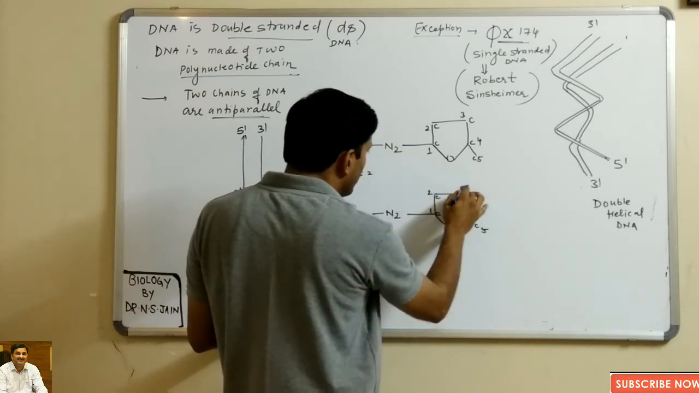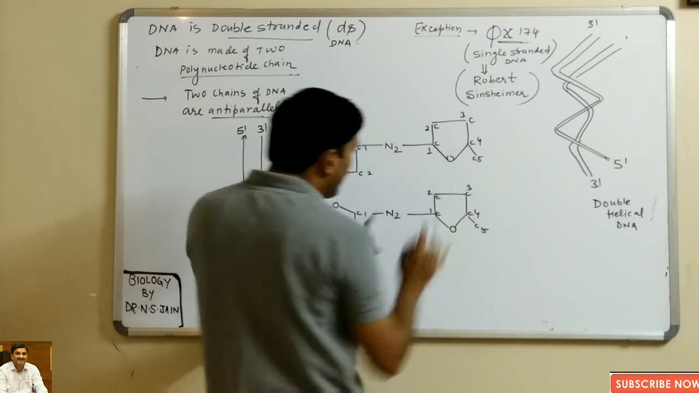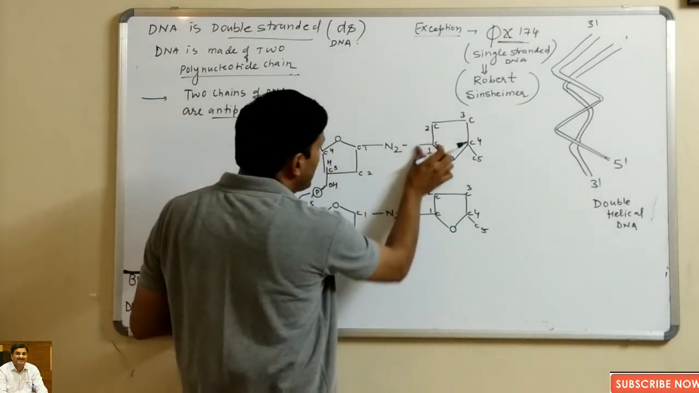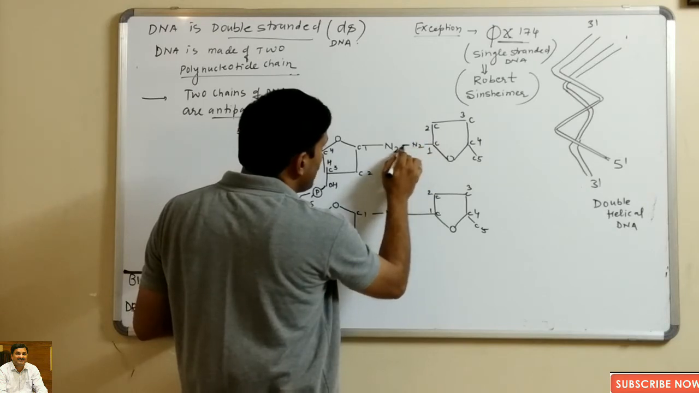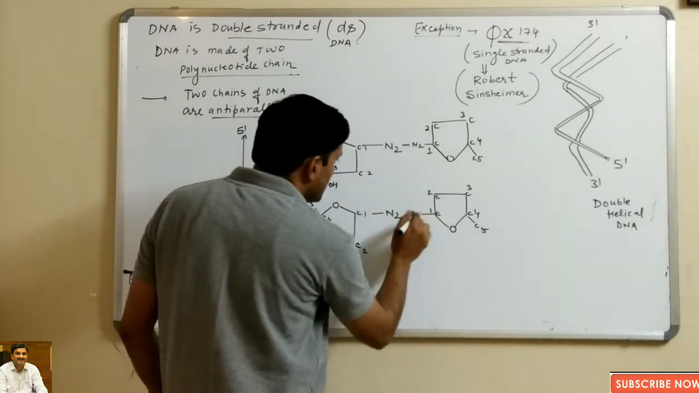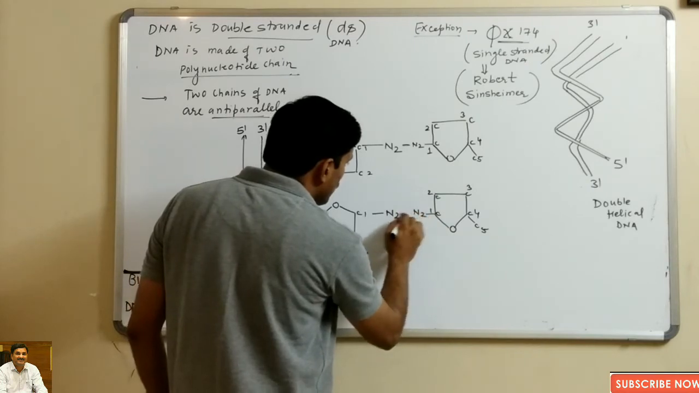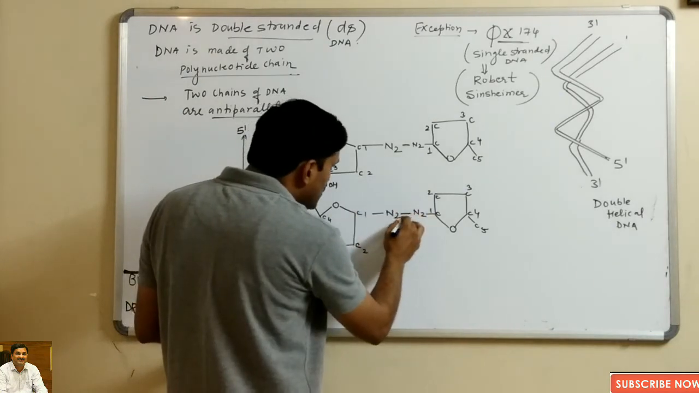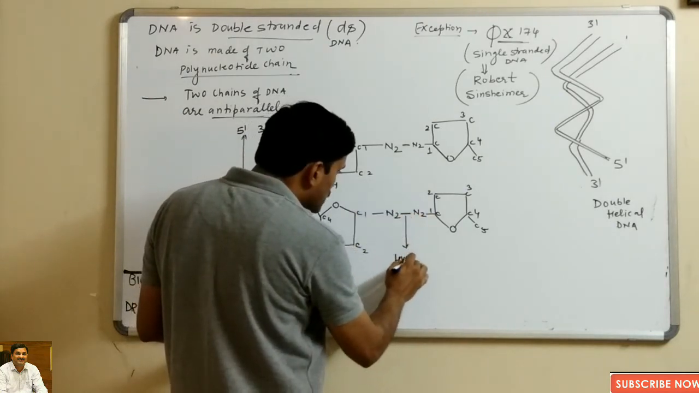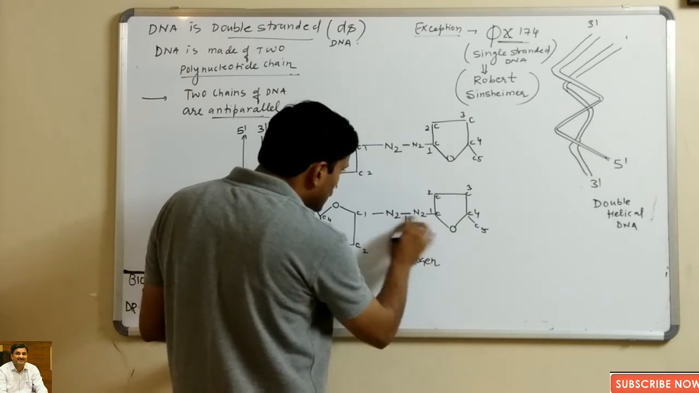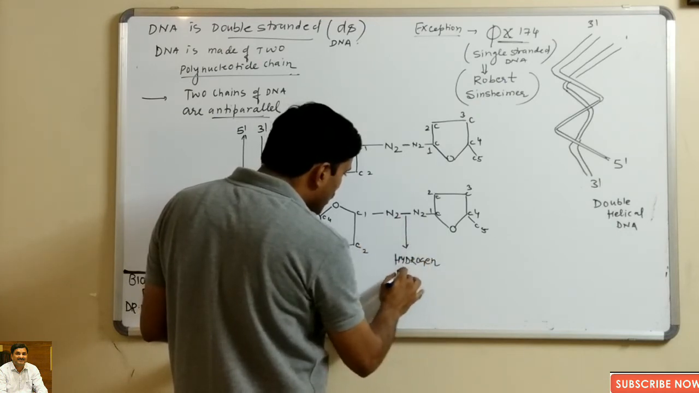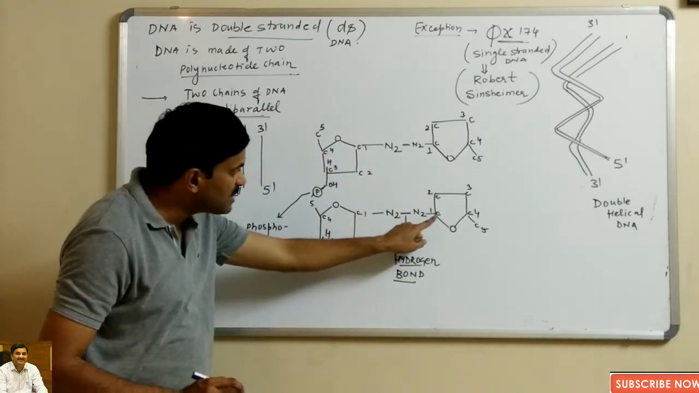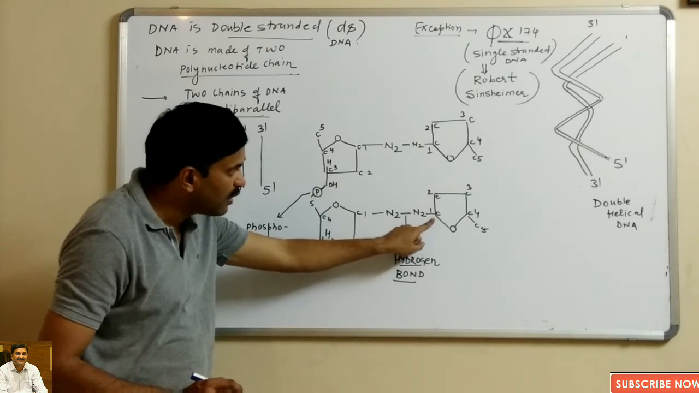So 1, 2, 3, 4, and 5. Okay, so always remember that the nitrogen base is attached to the first carbon atom of the sugar. Here also you can see that the nitrogen base is attached to the first carbon atom of the sugar, and in between the nitrogen bases is present what? The hydrogen bond. In between the two nitrogen bases is present the hydrogen bond, like this. So always the nitrogen base is attached to the carbon 1 of the sugar.